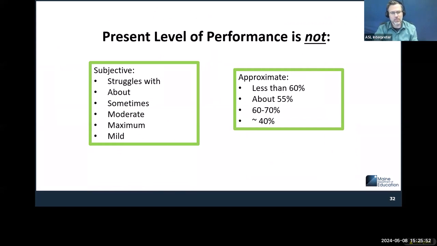Present level of performance is not. So remember, it's baseline data for your goal. So it's not subjective. We see a lot of, Tommy struggles with handwriting. We see about sometimes less than, ranges, approximately, all of those things. Be confident in your data.